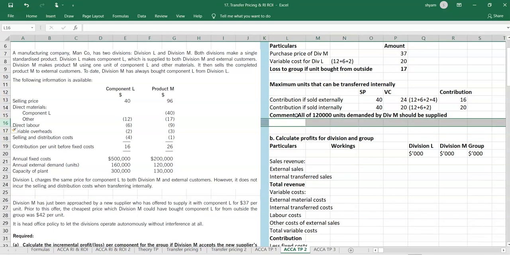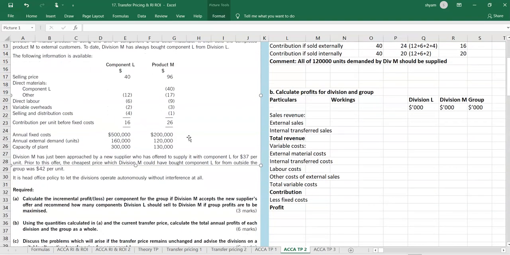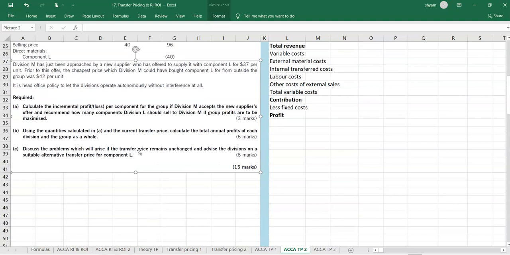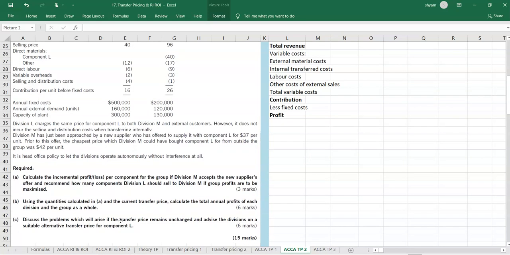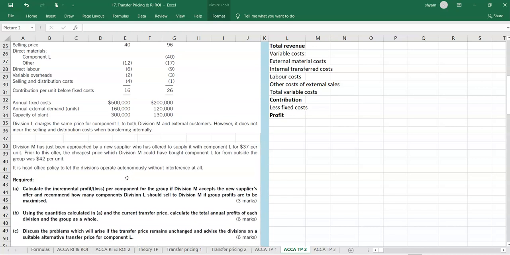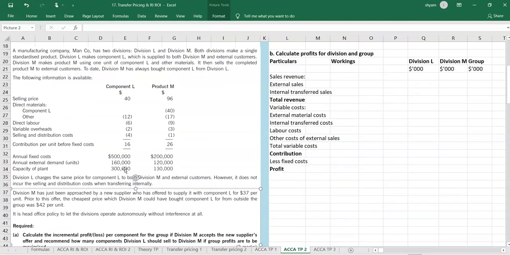So we'll move on to the next one. So let's see the question here. The second question is, using the quantities calculated in A and the current transfer price, calculate the total annual profits of each division and the group as a whole. Okay, so he just asks us, assuming it's going to be the same current transfer price and policy, what would be the total profit for the division as well as the group.